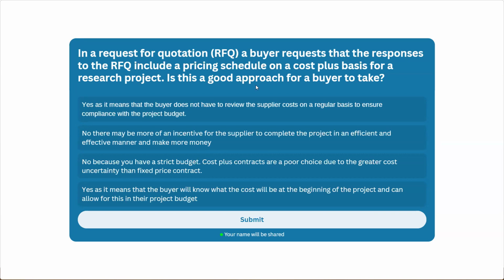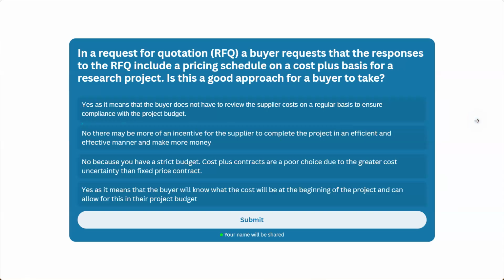Okay, so I see that the answer so far is selecting D, right? But I have a different opinion here. You know that this is a cost plus basis for a research project, and with D, it means that the buyer will know what the cost will be at the beginning of the project and allow for this in their project budget. With cost plus, this is not how it works.